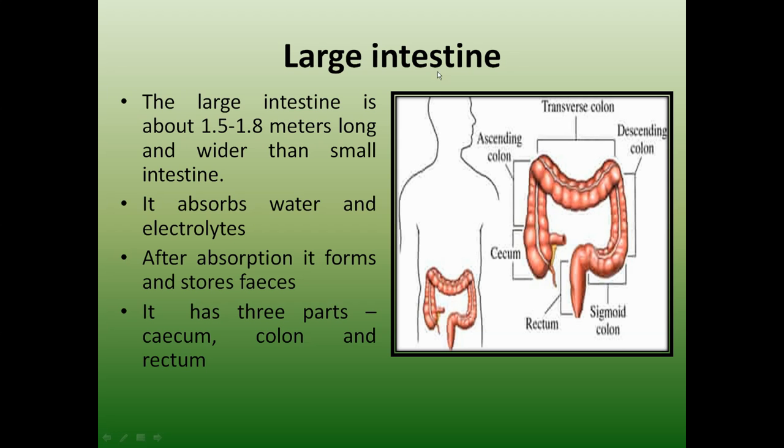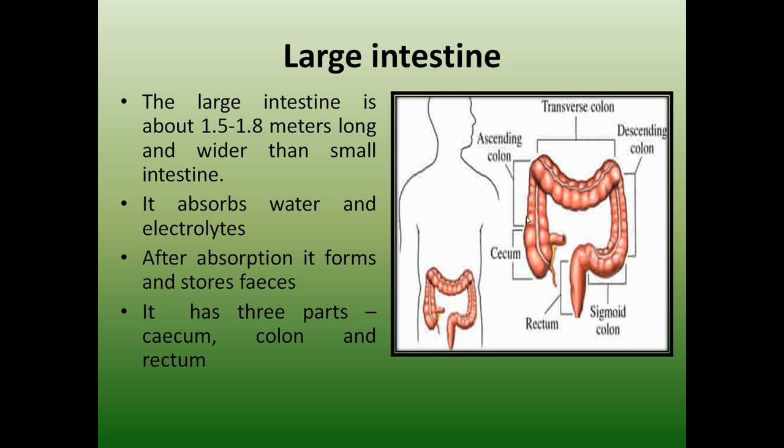Now coming to the large intestine. The large intestine is about 1.5 to 1.8 meter long. It is quite shorter than that of the small intestine. Then why is it referred to as the large intestine? As you can see in the picture, the diameter of the large intestine is more than that of the small intestine. That's why it is referred to as the large intestine. However, the length is quite shorter than that of the small intestine. We have to understand this fact: the diameter of the large intestine is quite more than that of the small intestine.